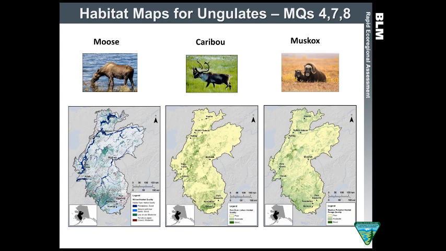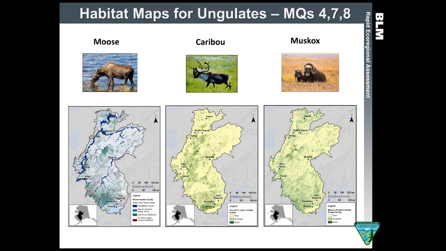Can you just read the legend on that one? Yeah, sorry, so the dark blue is the floodplain, and they also categorized habitat quality as to whether it was good or moderate. So the darkest blue is the floodplain.